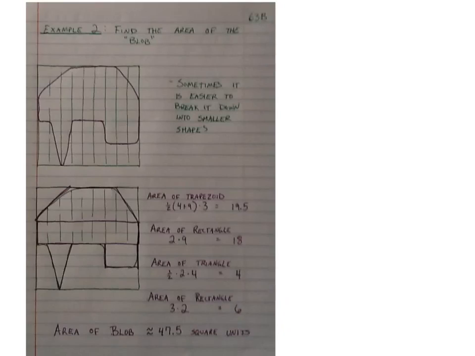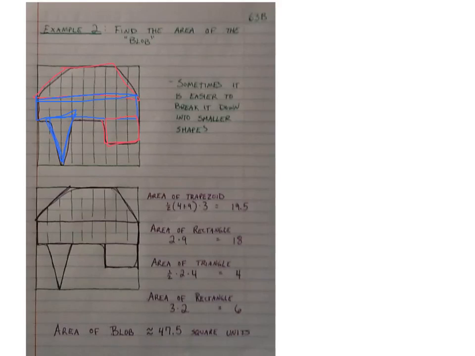Example 2. Find the area of the blob. Sometimes it's easier to break it down into smaller shapes. As you can see with this blob, we could go about counting all the squares up, but that might take a while because it occupies a lot of squares. So instead we break our blob down into some sort of trapezoid shape here, and then a rectangular shape right here, and then another rectangle down here, and then finally some sort of triangle-ish shape there.